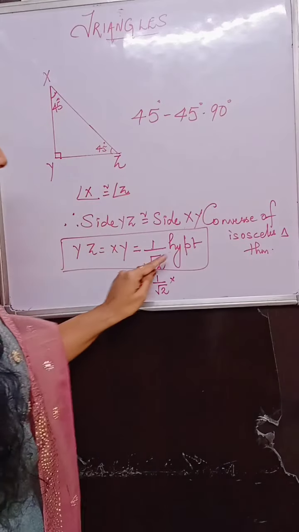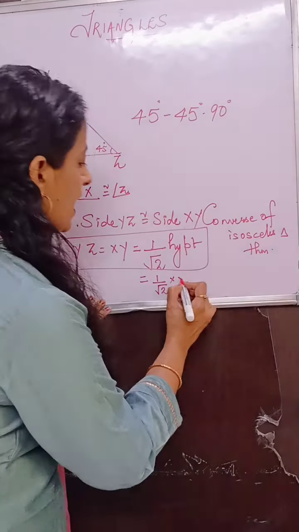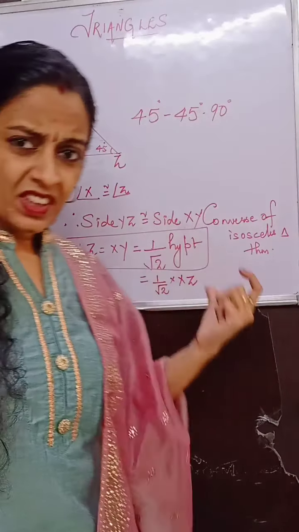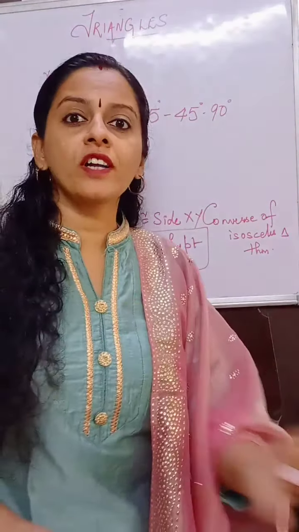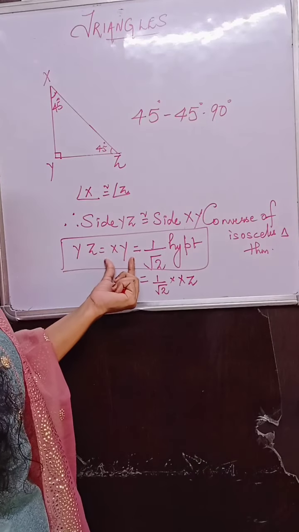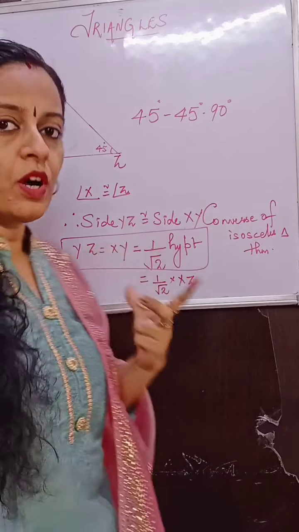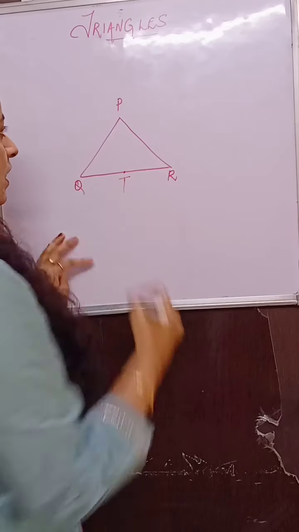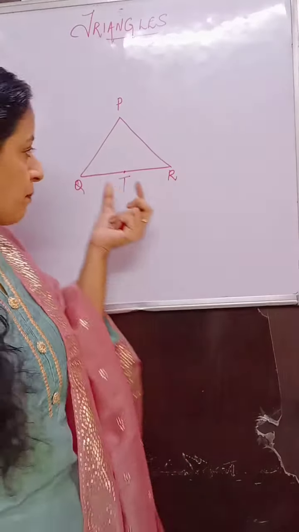Here in this figure, the name of the hypotenuse is XZ. So this will be 1 upon root 2 into XZ. This property is only for a 45, 45, 90 triangle, where YZ is equal to XY is 1 upon root 2 into hypotenuse.